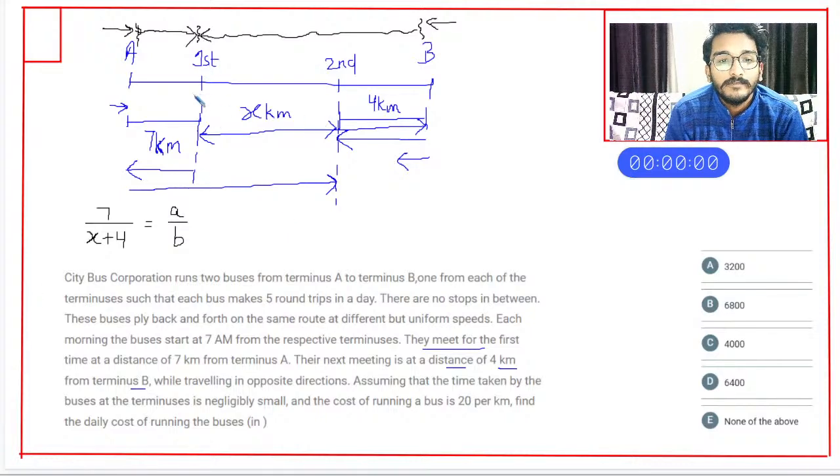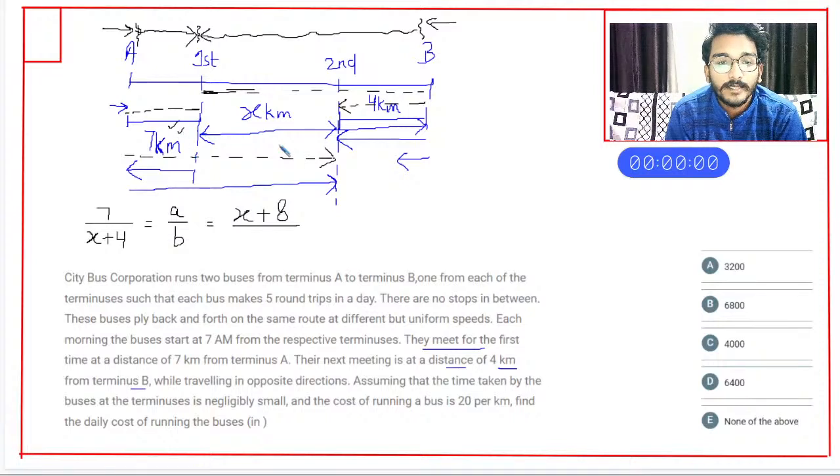Now proceeding further, when the first bus is going in this direction and then coming back, the first bus has covered x plus 8 kilometers. So the same speed ratio will be equal to x plus 8 kilometer for the first bus. The second bus is already at this meeting point. So how many kilometers has the second bus covered? This is 7 and 7, 2 times, plus x. This is x plus 14. So we just balance this equation now. It is 7x plus 98 equals x square plus 12x plus 64.